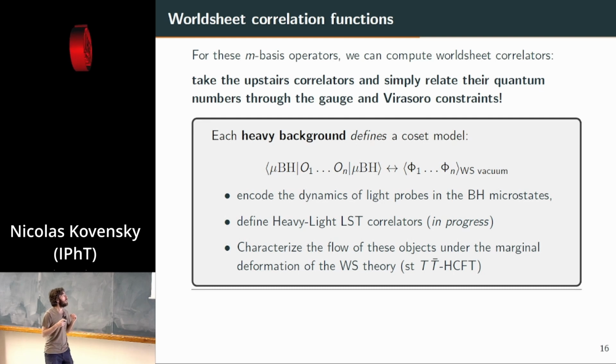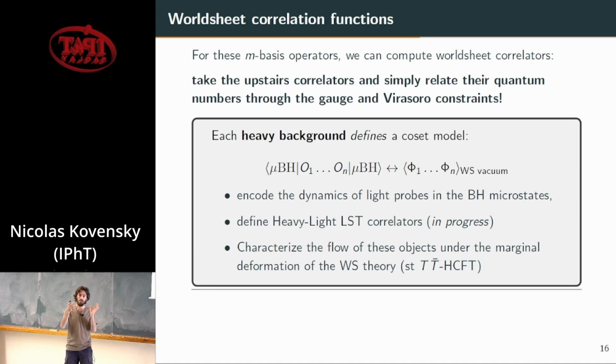And these worksheet correlators, since the worksheet theory itself encodes the heavy state I'm working on, are directly heavy light correlators in spacetime. Okay, because the information about the heavy state is already in the worksheet theory itself. So vacuum correlators in the worksheet theory correspond exactly to heavy light correlators in spacetime. Okay? Any questions about that?